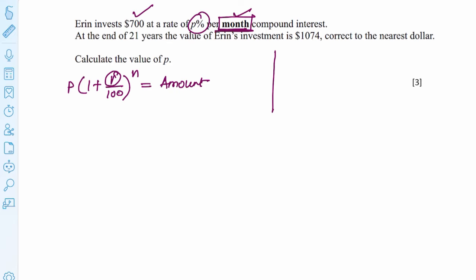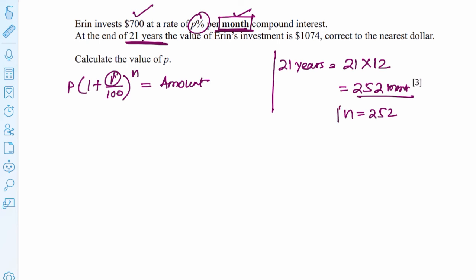So here the number of years is given as 21 years. If I write 21 years in terms of months, 21 times 12, because 1 year is 12 months, I'm getting 252 months. Do you get it clearly? So basically here n should be 252. Be careful, okay? Because if it was yearly compound interest, then my n should have been 21. But here it is monthly, so I find the number of months. So we got here 252.